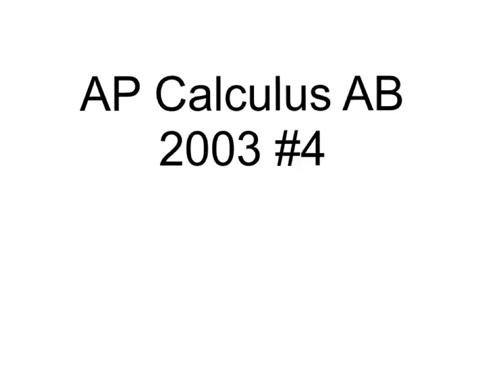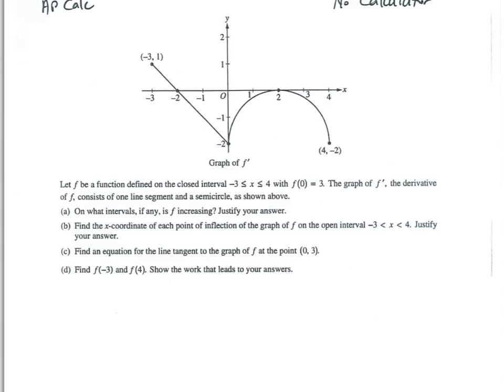This is number 4 from the 2003 AP Calculus AB exam. We are given the graph of f prime here, and f is a function defined on the closed interval from -3 to 4, with f of 0 equal to 3, and the derivative consists of one line segment and a semicircle. Okay, so part A.